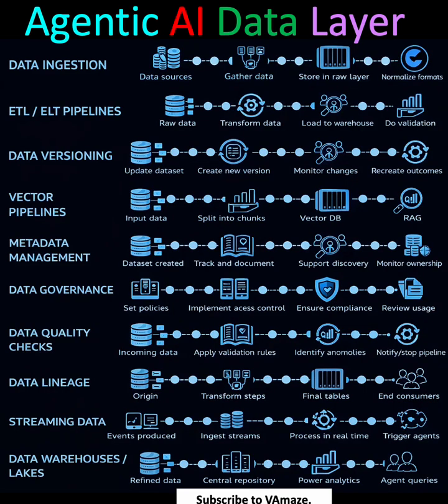So that's the full stack. 10 layers from ingestion to warehouse, from raw bytes to agent-ready intelligence. Skip any one of these and your agentic AI is building on sand. Get them all right and you have a system that's not just smart, it's reliable, traceable, and production grade. The model is only half the story. The data infrastructure is the other half.